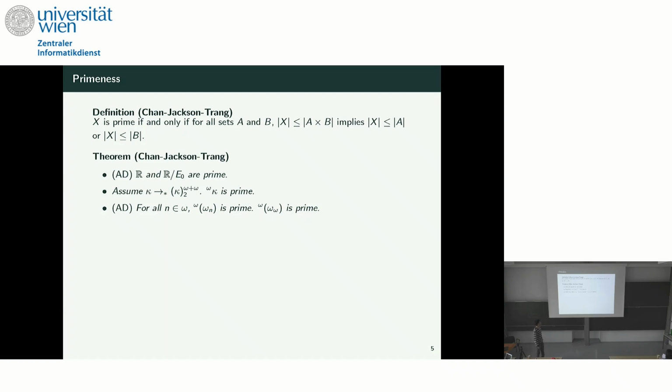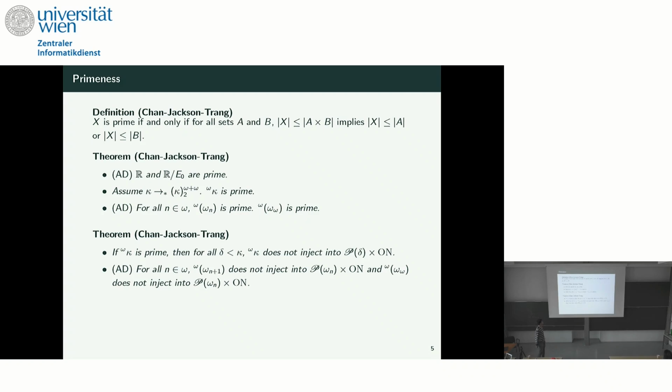Under AD, you can show that R and R mod the E0 equivalence relation are prime. If kappa satisfies an appropriate countable exponent partition relation, then omega sequences through kappa is prime. Omega 3 is the first singular cardinal, but using Martin's ultrapower analysis, you can show, for instance, that omega 3 to the omega happens to be prime. And if kappa to the omega is prime, then it's easy to see that for every delta less than kappa, kappa to the omega does not inject into the power set of delta across the ordinals.